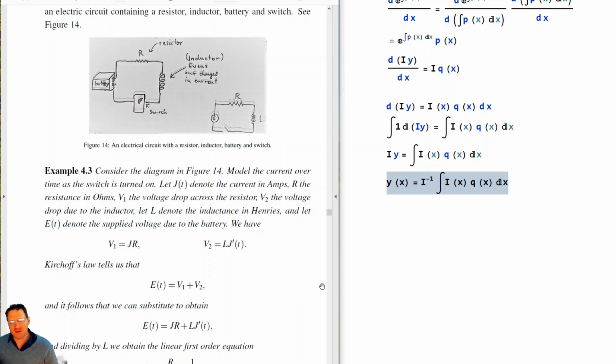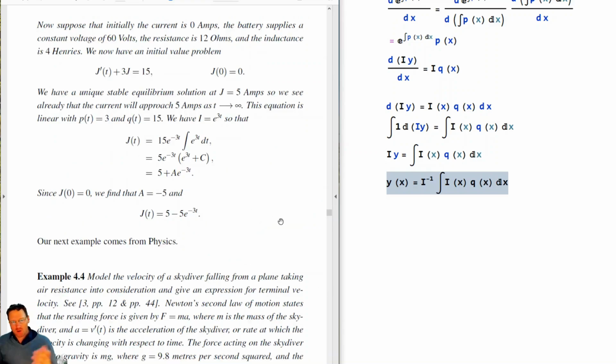So now we can recognize this equation as linear. The P, which is now a function of T. So P of T is R over L, and Q of T is 1 over L times E of T.